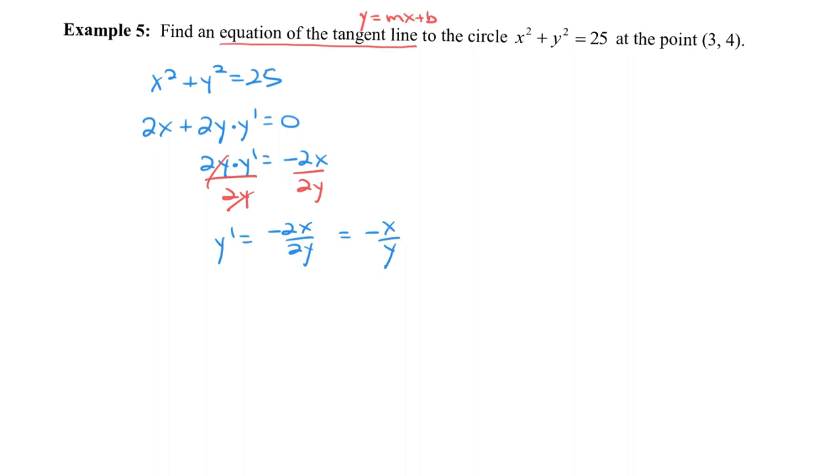So here is the formula for the slope of a tangent line at any point. And we want it at the point (3, 4). x is 3, y is 4. So I just plug that in. So the slope that we're going to have is negative 3/4. So this is our slope. So we've got the slope, and now we just have to find b.